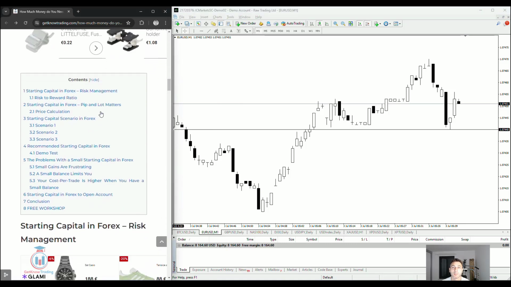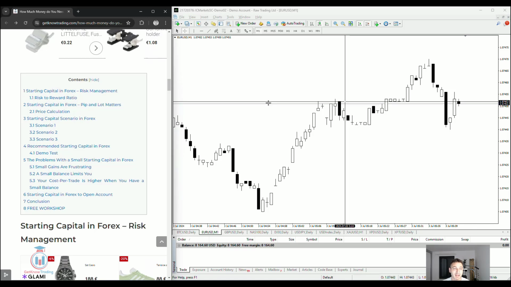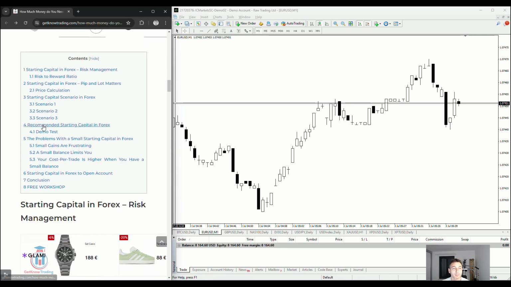Well, here are the topics I will cover. First of all, starting capital, which requires risk management, which means a risk to reward ratio is also very important. Then you have starting capital in Forex, what is the PIP, which I have just explained, how the PIP is valued. Then you have scenarios 1, 2, 3, depending on the amount of your starting capital. Then the recommended starting capital and the problems with a small starting capital in Forex. We will see that small gains are frustrating, a small balance limits you, and your cost per trade is higher when you have a small balance. Starting capital in Forex to open an account will also be covered here.